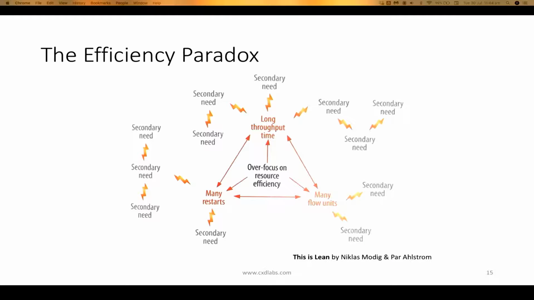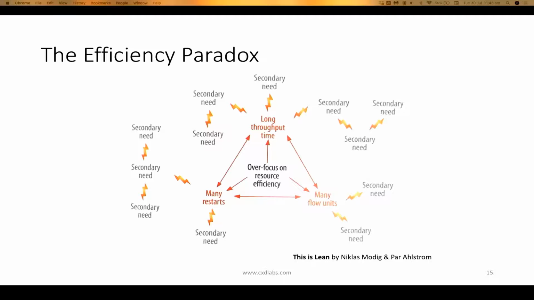Now the sources of these secondary needs are long throughput time. So in my team, we had our development team, it took 30 days to get a firewall burn. So this is typically another system, and we need to open up a port in their system, and to get that done takes 30 days. All right, 30 days. That's quite a long time actually.